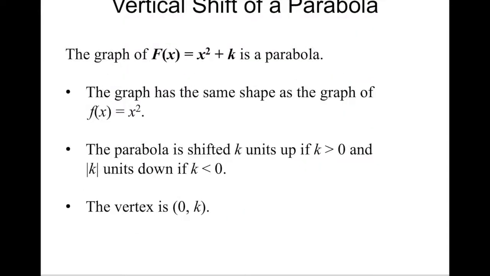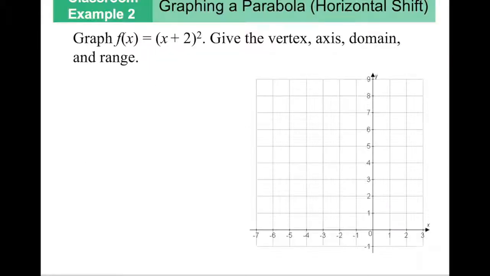So the graph of x squared plus any constant number is always going to be a parabola. It's always going to have the same shape. If I'm adding something, I'm going up. If I'm subtracting something, I'm going down. And my vertex would always be at (0, the number that you have added or subtracted).